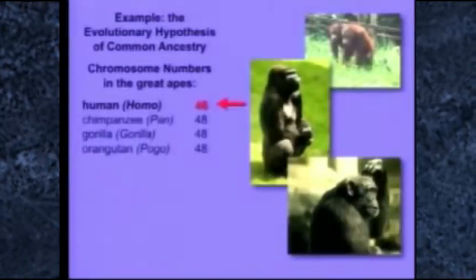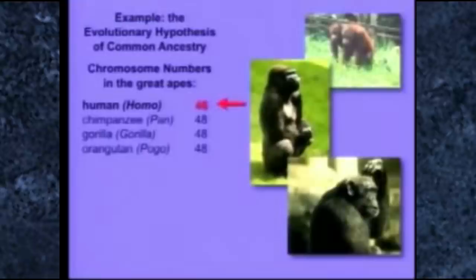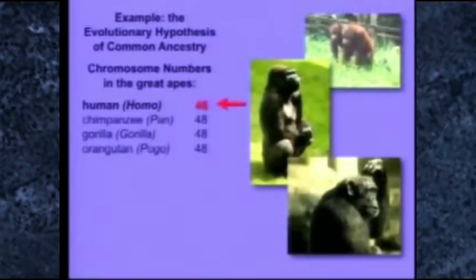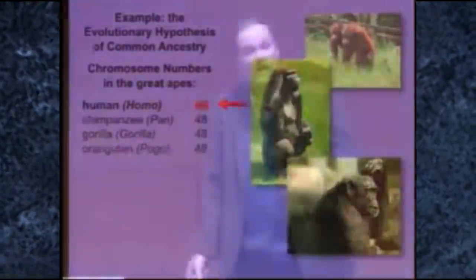Well, first of all, the 46 chromosomes that we have, you got 23 from mom and 23 from dad. So it's actually 23 pairs. These guys have 24 from each parent, so they have 24 pairs. So everybody in this room is missing a pair of chromosomes. Now, where did it go? Could it have gotten lost in our lineage?